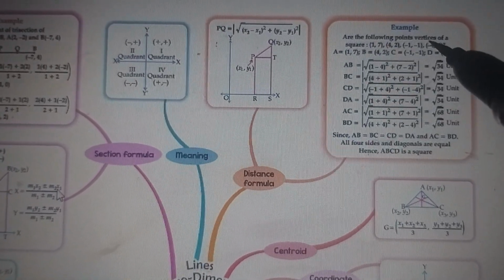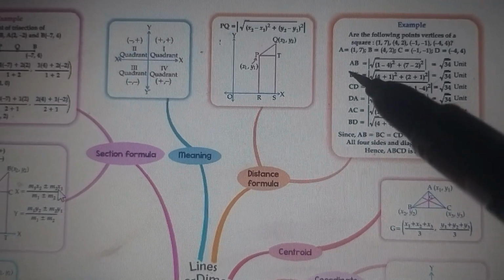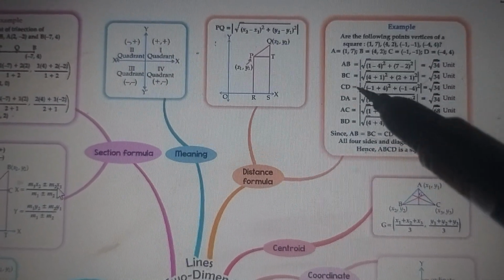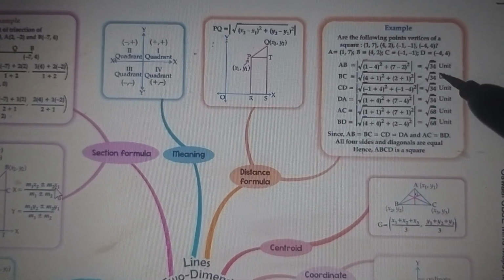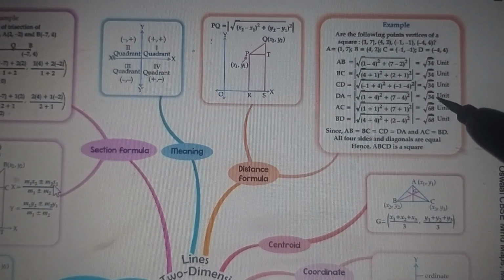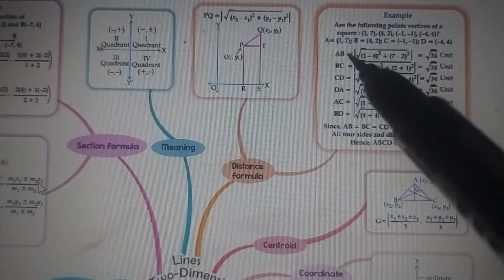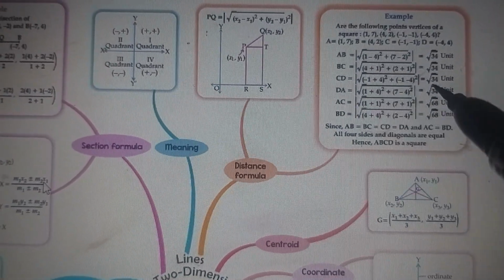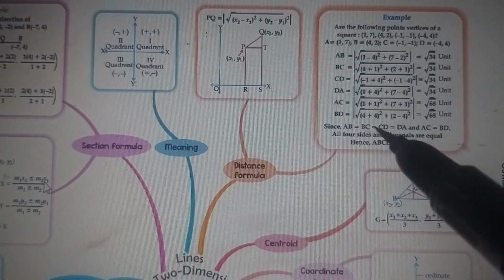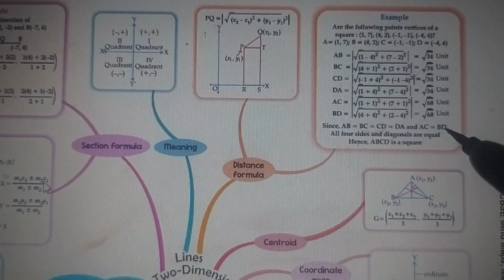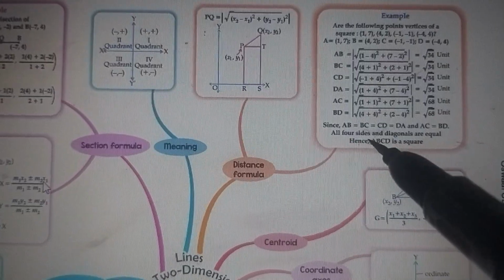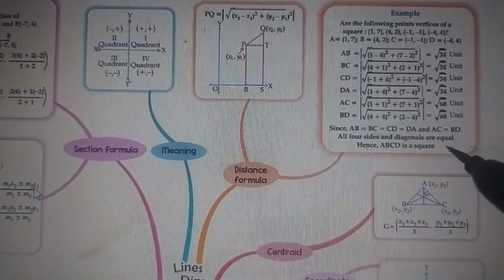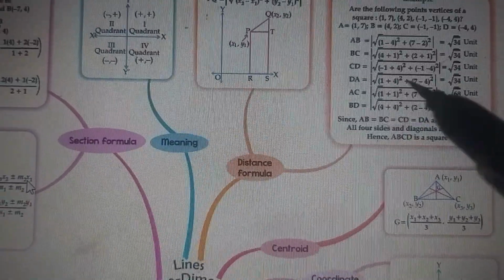Okay, and are the following points vertices of a square? Here the vertices are given and we have to check AB, BC, CD, DA, AC, BD. Then here three sides are equal: AB is equal to under root 34, and BC 34, CD 34. AB, BC, CD, DA are the sides and AC, BD are the diagonals. All four sides and the diagonals are equal. Hence ABCD is a square. Okay, like this we have to show.